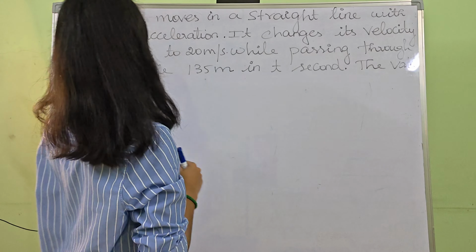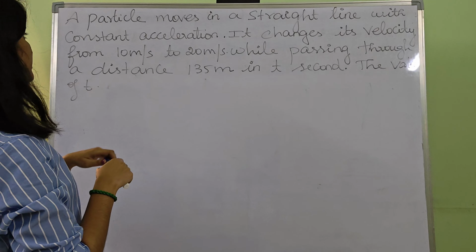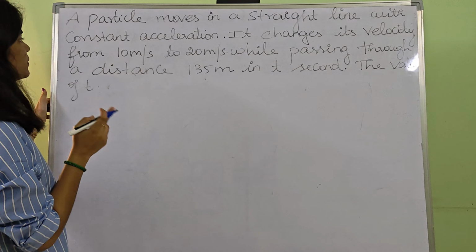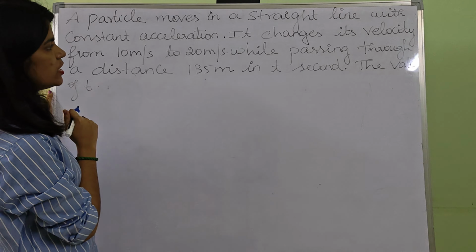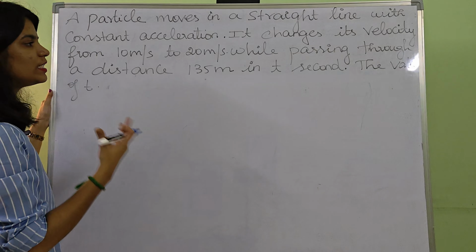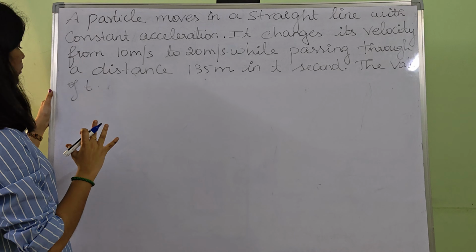The question says, a particle moves in a straight line with a constant acceleration. It changes its velocity from 10 meter per second to 20 meter per second while passing through the distance 135 meter in t second. Now you want to calculate the t.